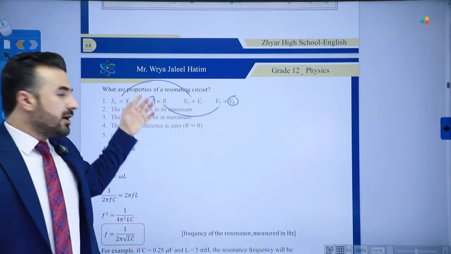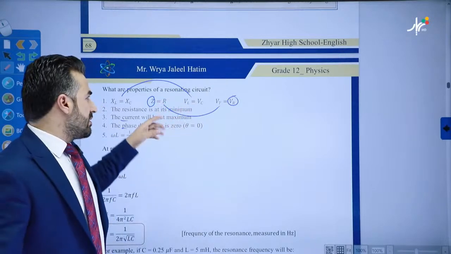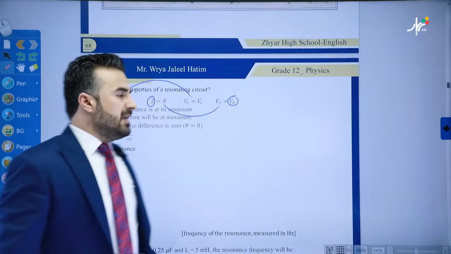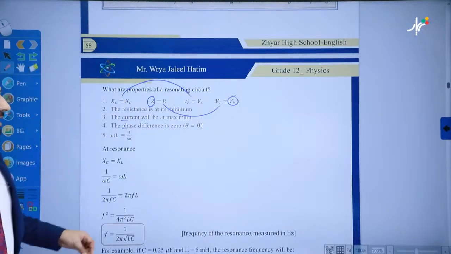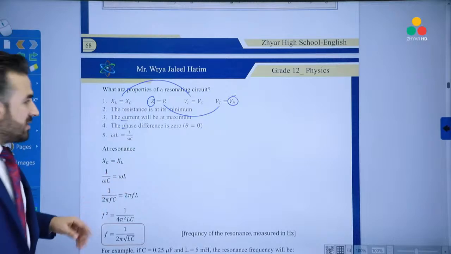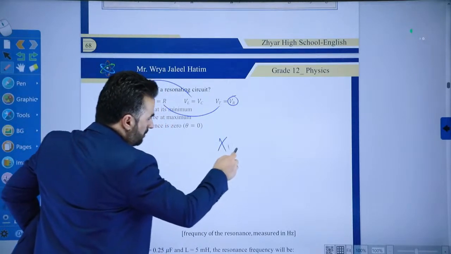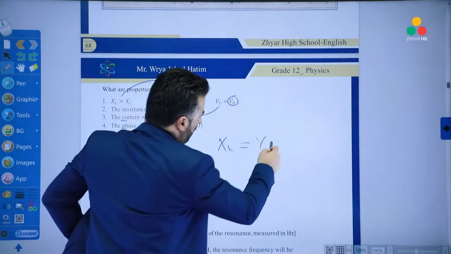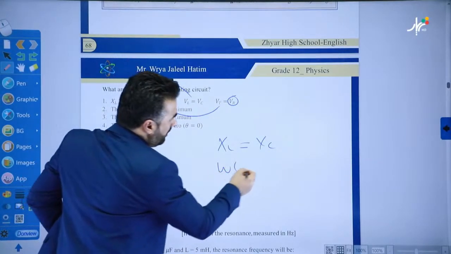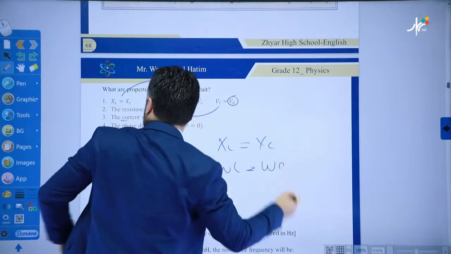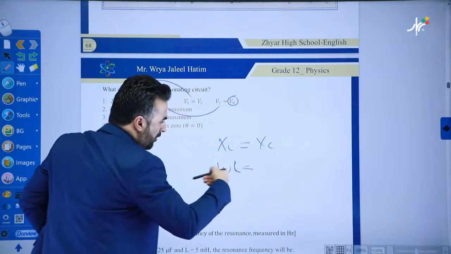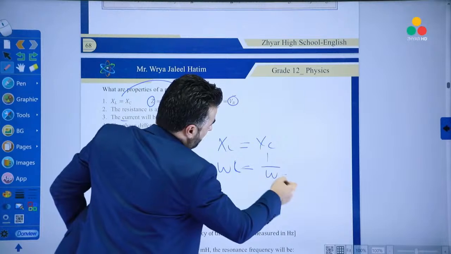Because we said the entire impedance of the circuit is going to be R, and for a pure resistor, both the voltage and the current have the same phase, or no phase difference between the two, just zero phase difference. And also remember this, we said that XL is equal to XC. But what is XL equal to? XL equals omega L, and XC equals 1 over omega C. So omega L equals 1 over omega C here.